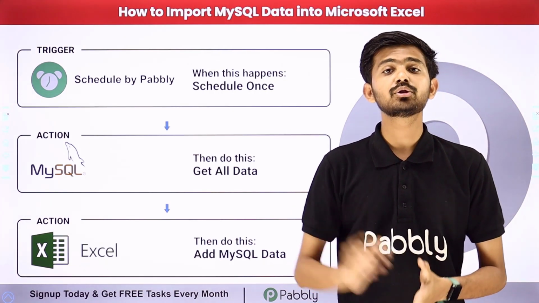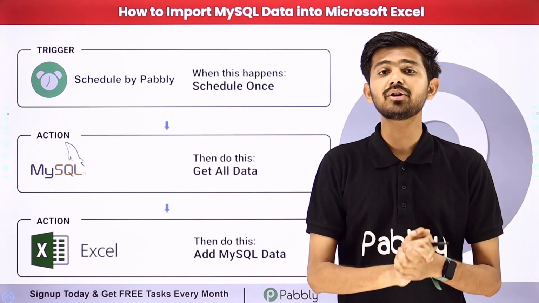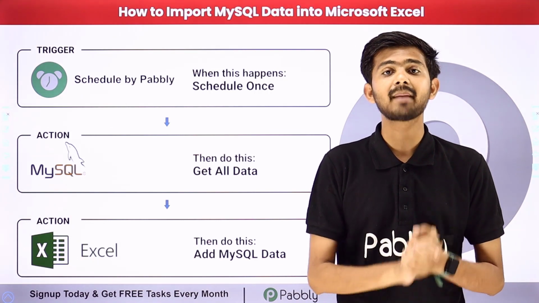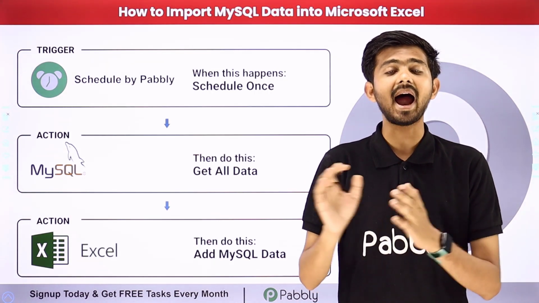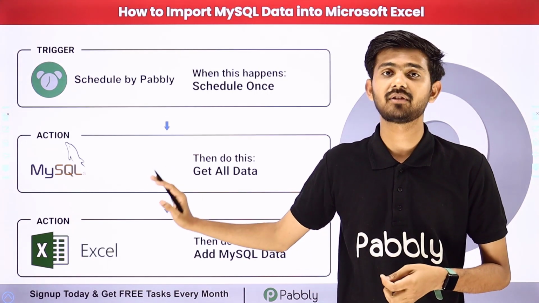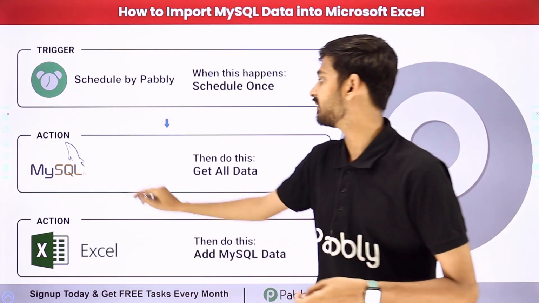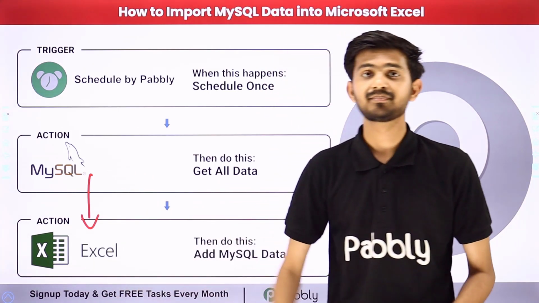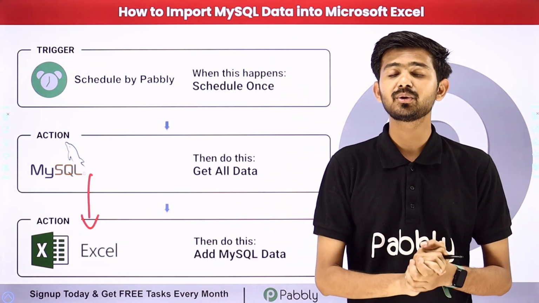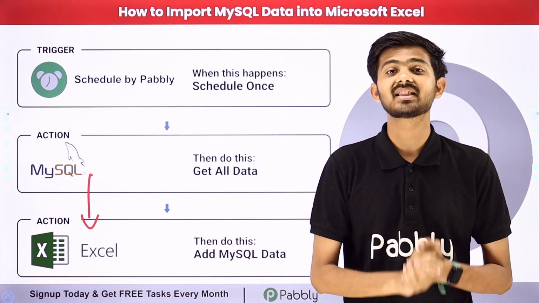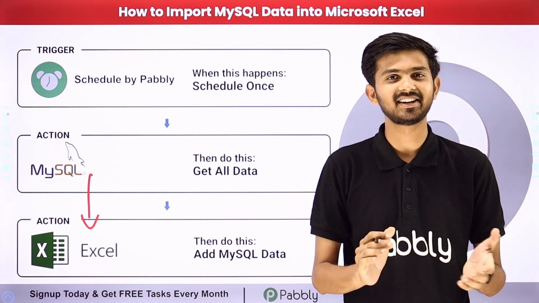So for that, I'm going to use Schedule by Pabbly, and after that, I'm going to get all the data that I have in my MySQL database, and I'm going to add that data automatically in my Microsoft Excel workbook. So for that, I have to build a simple connection between MySQL and Microsoft Excel. For building this connection, I'm going to use Pabbly Connect, which is an amazing software for automation and integration.